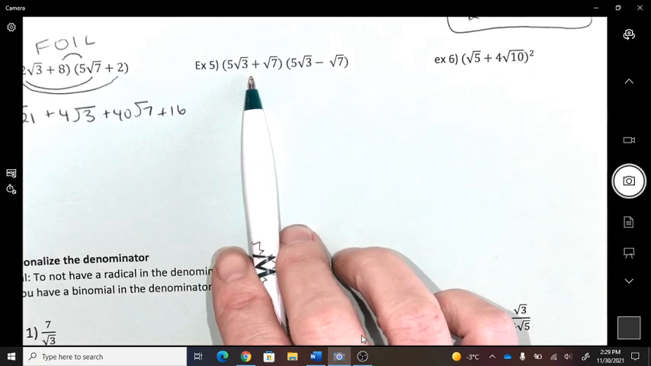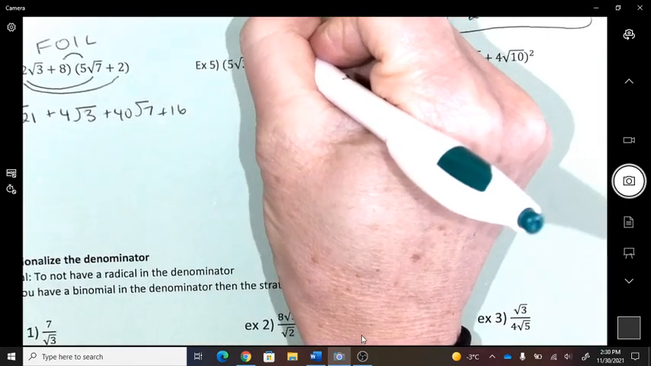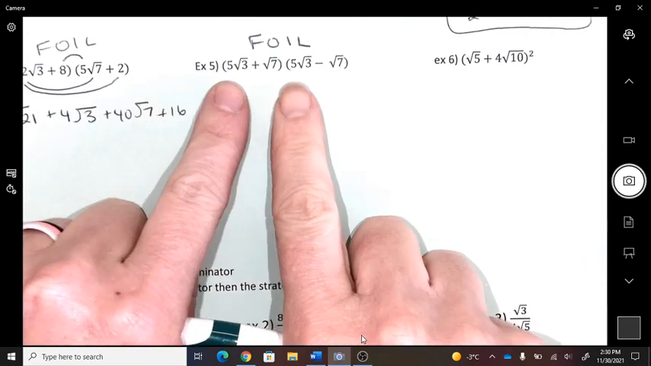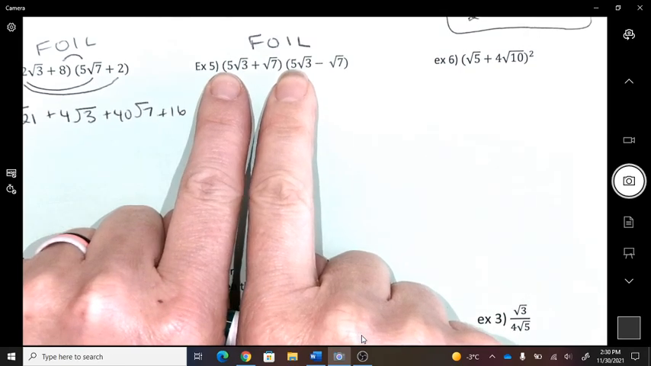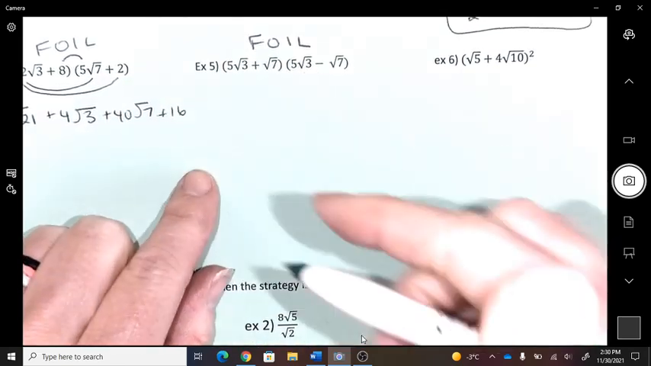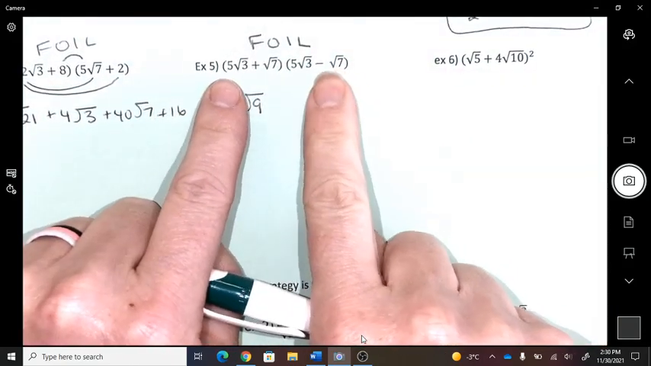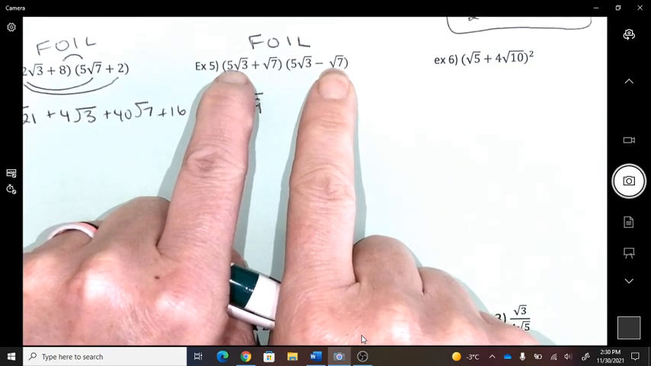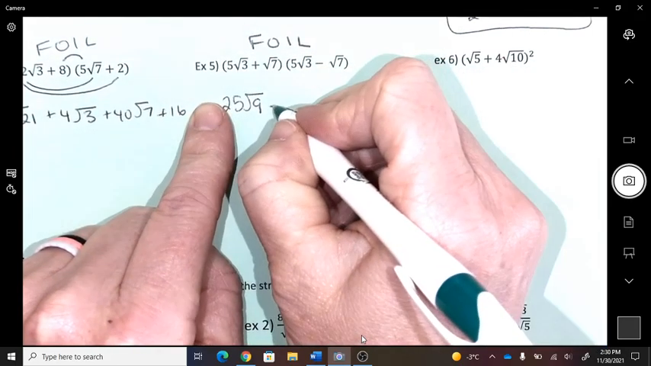So this is a binomial, this is another binomial. What is the system that you have to do when you have two binomials? FOIL. Okay. First times first. So the whole number is 25 root 9. Outsides. Whole number 5 radical 21. And that's a minus.